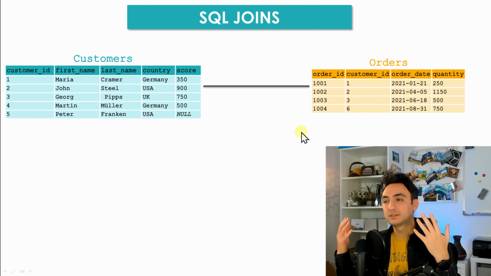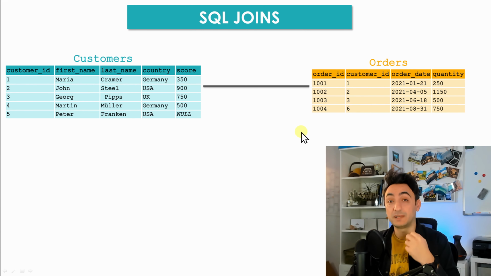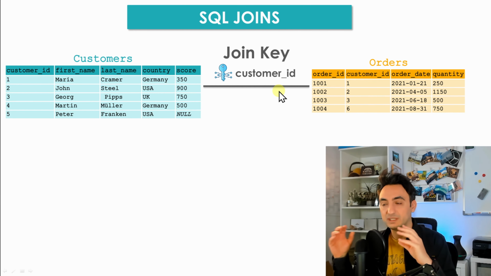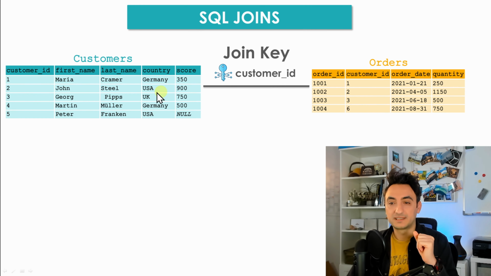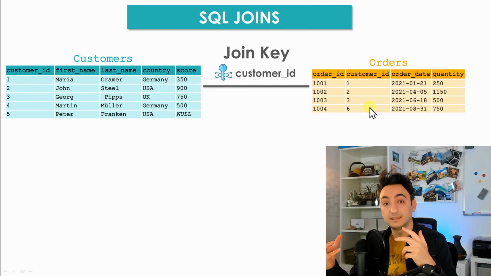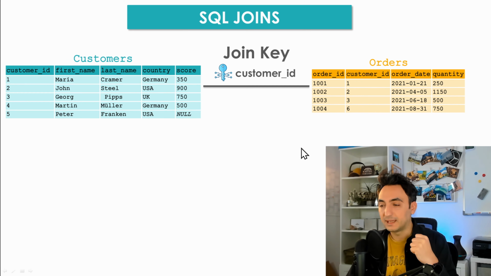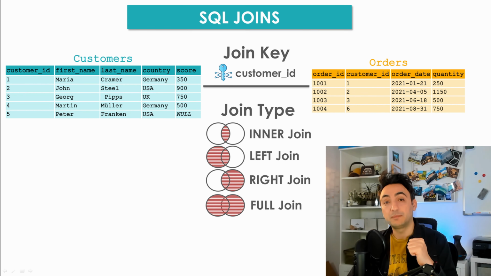So now, in order to join those 2 tables, you have to specify 2 things. First, you need to determine what is the join key. So a join key is a column that exists in both of the tables. For example, the customer ID, we can see it here in the customers and as well in the orders. So that means the customer ID is a good candidate in order to join those tables, and it's gonna be our join key. The second thing that you need to specify is the type of the join.